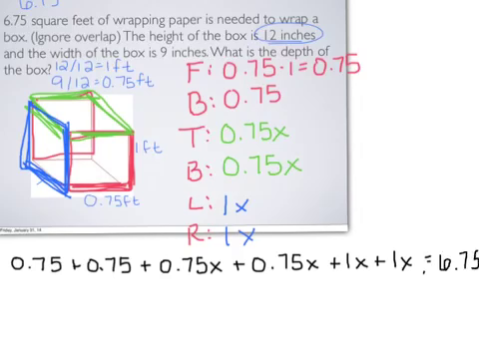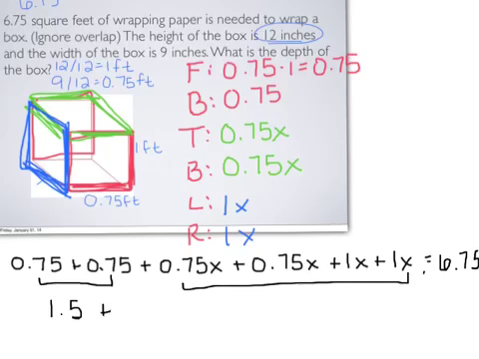Okay? And now I'm going to solve it. These two are just numbers, so I can combine those to make 1.5. And all of these are x's, so I can combine all those. How many x's does that give me total? I have 1.5 here and then a 1 and a 1, so I believe it's 3.5. 0.75 plus 0.75 plus 1 plus 1. So that would be 3.5x, plus 1.5 equals 6.75. That's it.